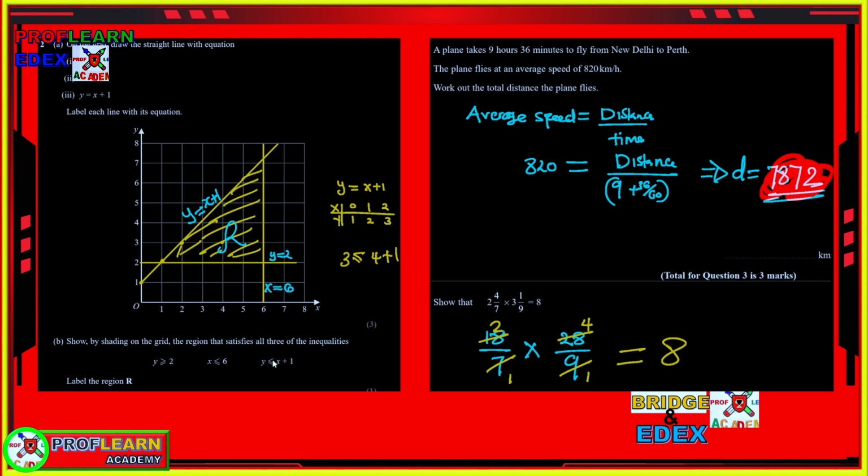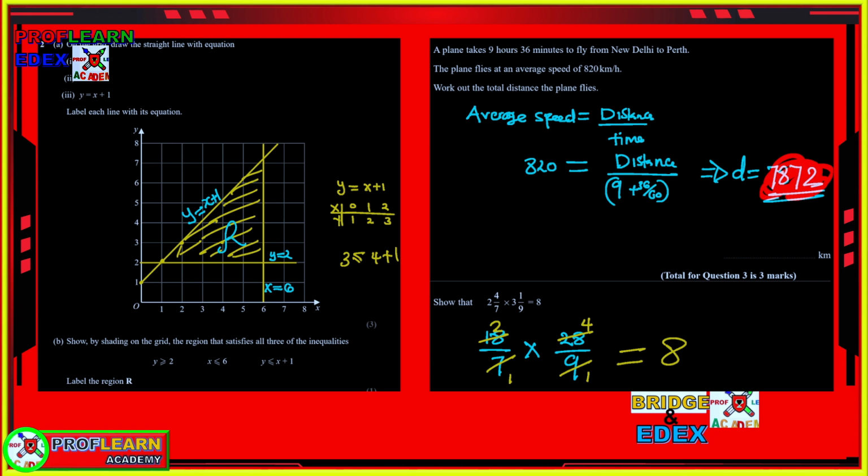If you want to check this, you can select a point inside here. If we select a point, for instance 4, 3, meaning x is 4, y is 3. So you can say 4 plus 1 would be 5. 5 would be greater than 3. So this region satisfies the inequalities. That is how you are supposed to do question 2.